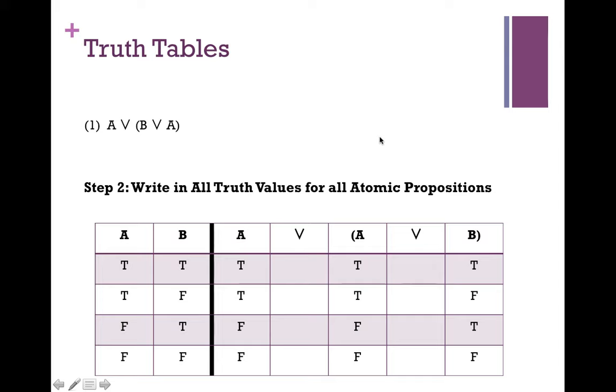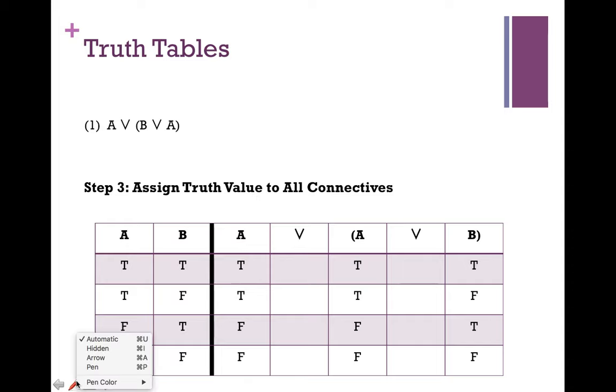So we've completed step 2. Then we come to step 3, which is to assign truth values to all the connectives. We've already said that our main connective is this disjunction right here, and we always save that for last. When we start assigning truth values, we start with the connectives that have the least scope. This disjunction right here has the least scope, so we're going to start with it, and you see I've highlighted it.